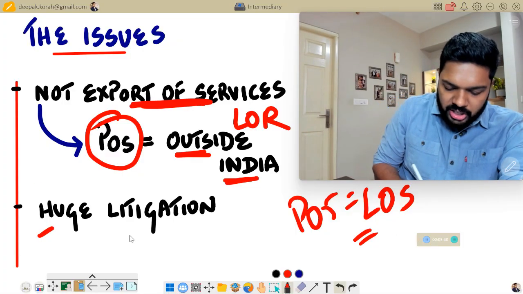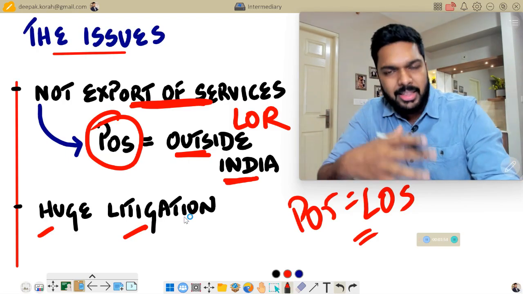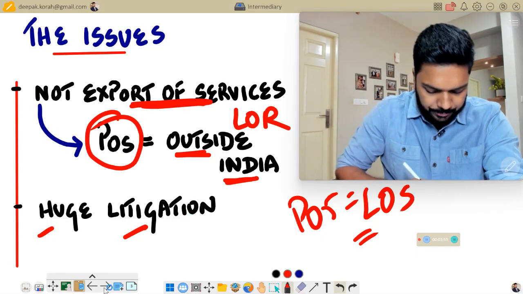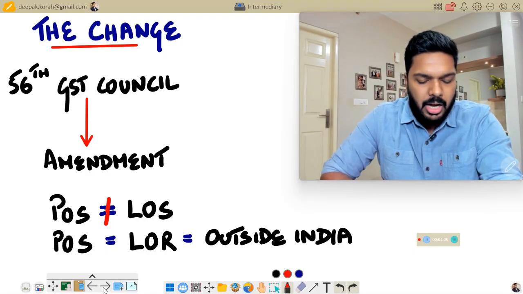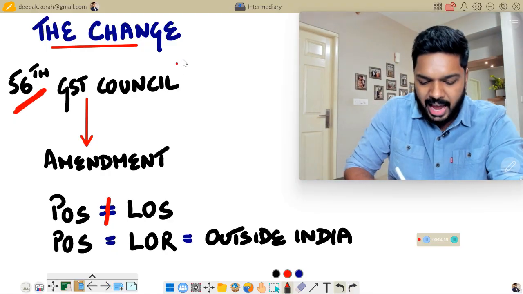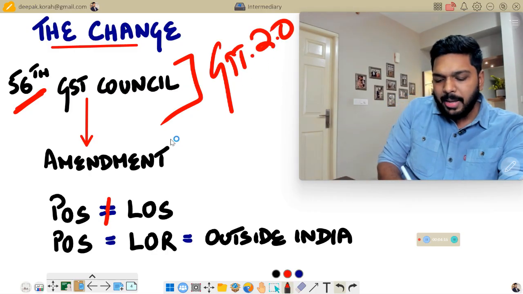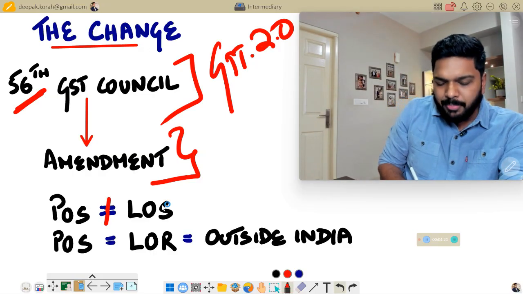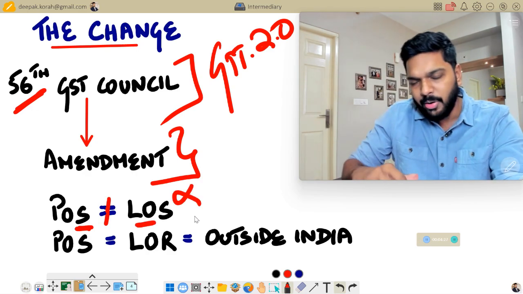This gave rise to huge litigation, because a lot of writ petitions and a lot of cases were filed, saying that this existing provision is not in favor and it should be struck off. Hearing all this, the GST Council decided to make a change, and at the 56th GST Council meeting, which was a landmark council meeting wherein GST 2.0 came into picture, they proposed an amendment. And what did they propose? They said that the existing provision where POS is equal to the location of the supplier will be struck off, or omitted, or ignored.